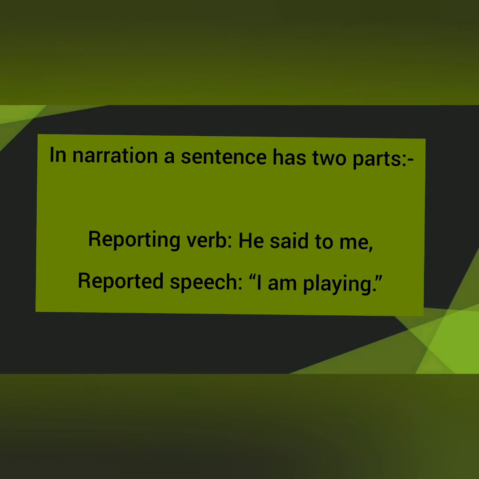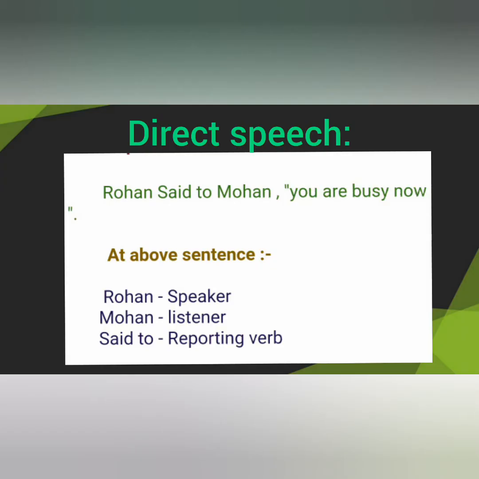Here, in this direct speech, the narration has 2 parts. That is the reporting verb part and the reported speech part. "He said to me" is the reporting verb. "I am playing" is the reported speech. Now, Rohan said to Mohan, "You are busy now." In this sentence, Rohan is the speaker, Mohan is the listener, "said to" is the reporting verb, and "you are busy now" is the reported speech.